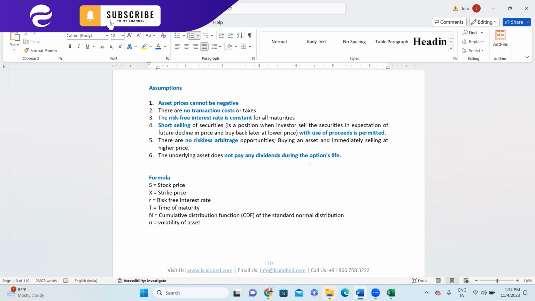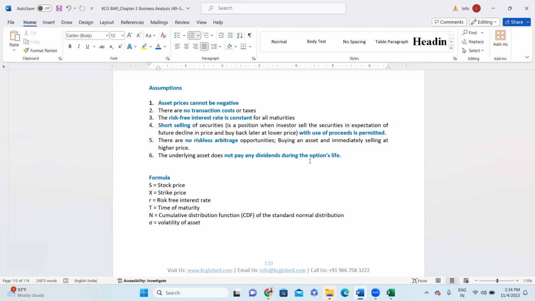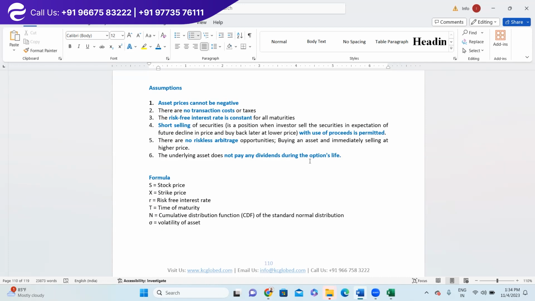That is the assumption they have taken. Fourth is short selling of security, which is when investors sell the security in expectation of a future decline in the price, to buy back later at the lower price. So when you are expecting the stock which you have in your hand is going down in value, it is better to sell off, right? And in future when the prices are at the bottom, then you will be purchasing to take the additional benefit when the price increases.